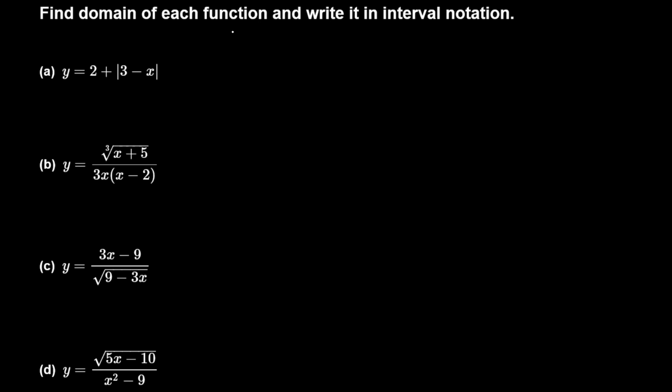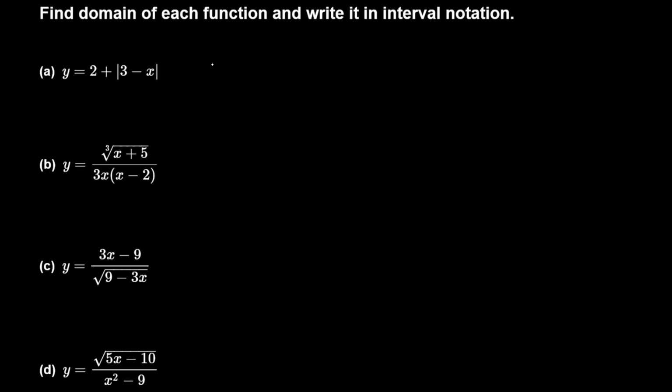Find the domain of each function and write the domain in interval notation. So in part A, we have y equals 2 plus the absolute value of 3 minus x. We don't have a fraction here, and no square root. So the absolute value of anything is defined, and plus 2 is also defined. So there are no x values for which this is undefined. That means the domain is the set of all real numbers.